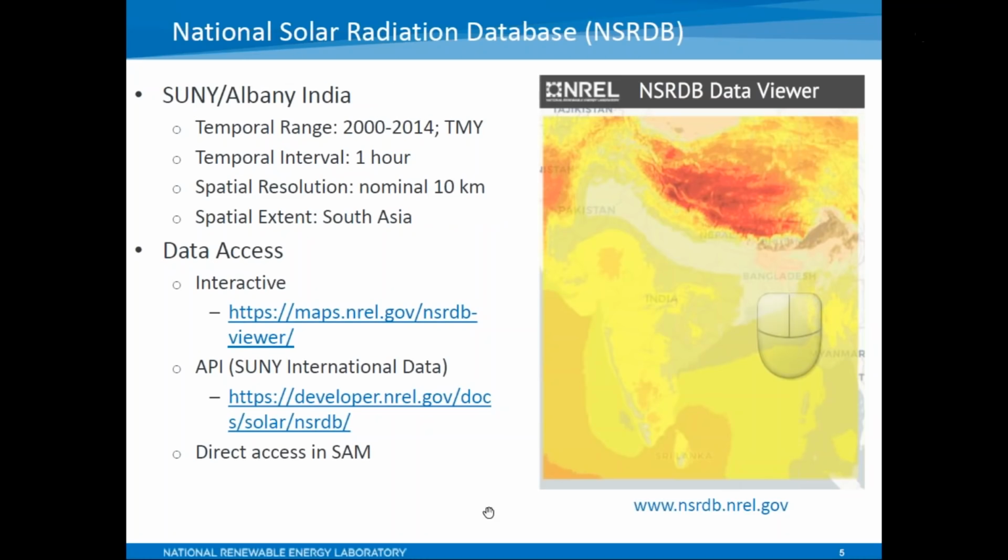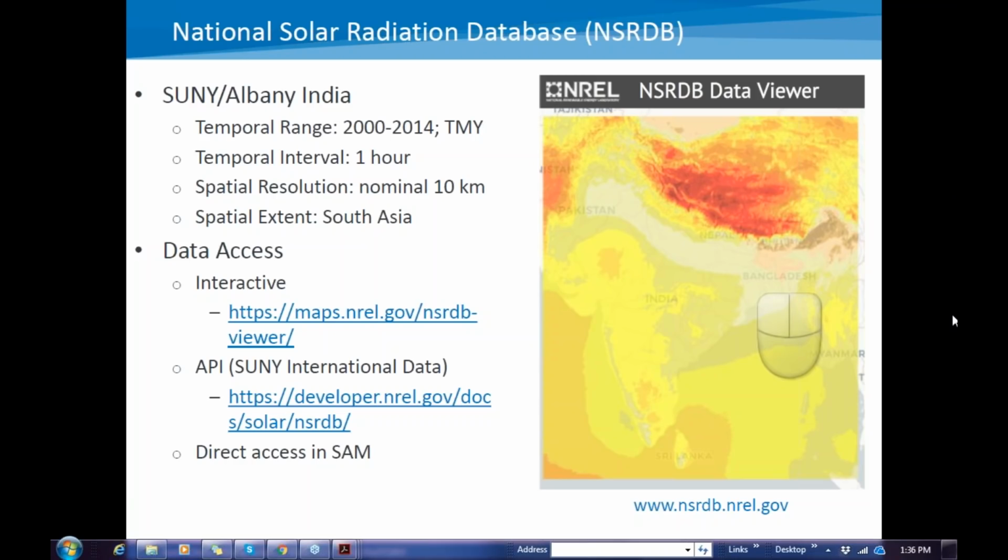So the next data set is also from the NSRDB, and this is what we call the SUNY Albany India data set. This was commissioned in partnership with USAID, and NREL partnered up with some private collaborators to produce this data set. Now this covers all of India, but also good chunks of South Asia, including Bangladesh, Bhutan, Nepal, and a good chunk of Pakistan. It has a temporal range of 2000 to 2014, also includes a TMY, and has an hourly temporal interval and a nominal 10 kilometer spatial resolution.